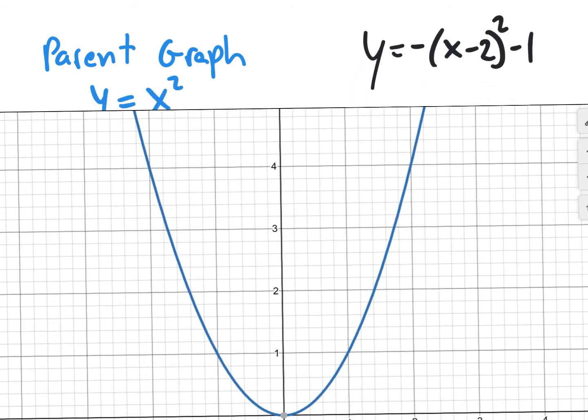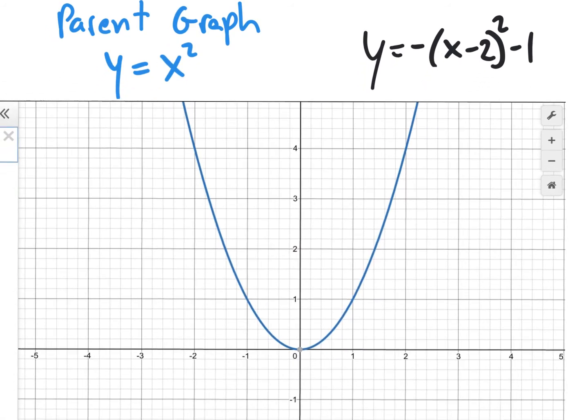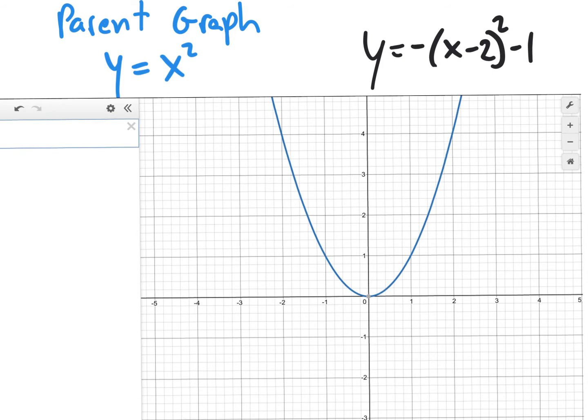What will happen to the parent graph, this parabola, if I put a negative sign in front of it? It reflects over the x-axis, so it's now opening down, right? And then what is this guy? Do you guys remember what that is? That's your h value. Good job.